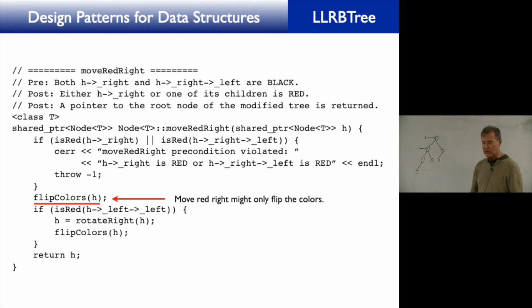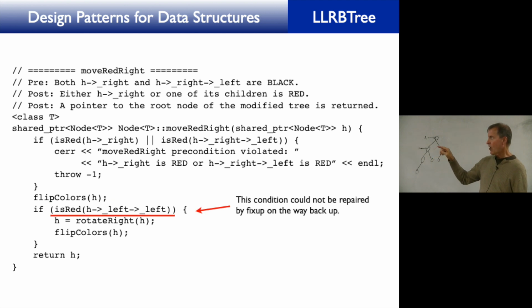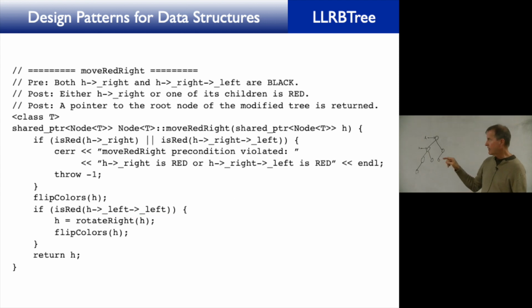So here's the code for move red right. Let's take a look at the individual parts of this code. First of all, it will always call flip colors at H. So move red right might only flip the colors. But now here is what's different. This condition could not be repaired by fix up on the way back up.